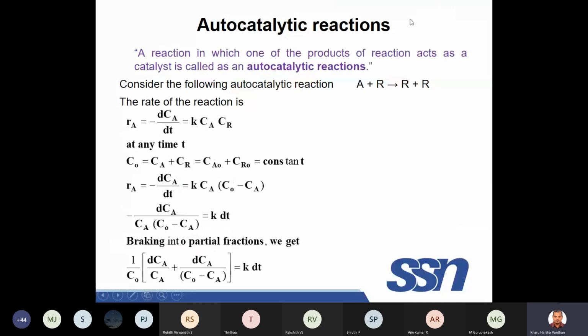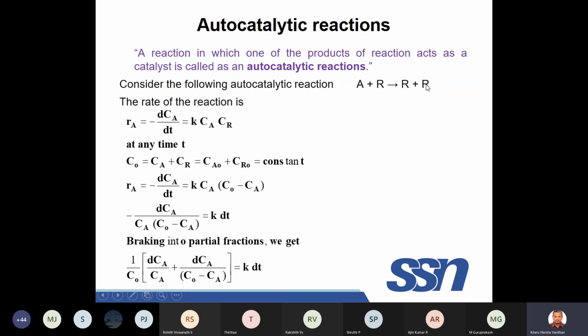So next we go for an autocatalyzed reaction. An autocatalyzed reaction is a reaction in which R, one of the products, will act like a catalyst, right? So A plus R gives R plus R. R is the product, so R itself is acting as a catalyst. For example, you can give curd. If you want to make curd, you add curd to the milk, then it will give you curd, right? All biochemical reactions almost are autocatalyzed reactions.